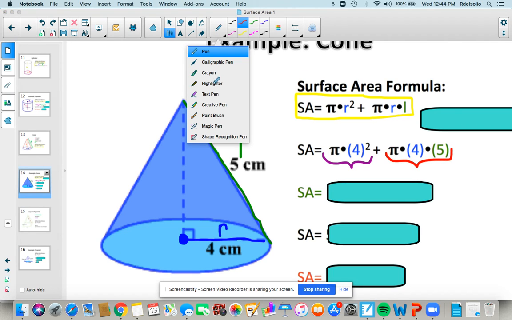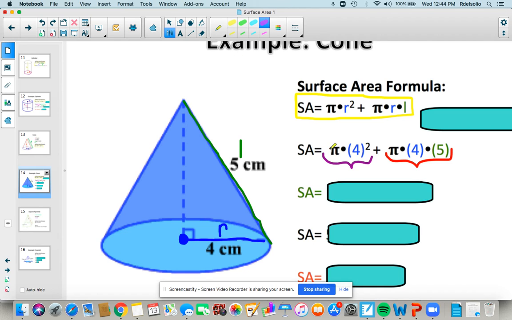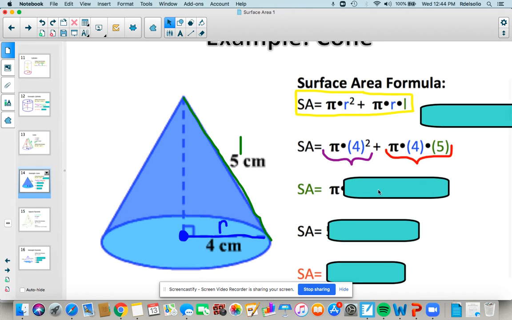As a reminder, if you wanted to, you could take this whole equation and plug it right into your calculator. But you need to remember to include the parentheses if you do it that way. I'm going to show you how to break it down because you do need to know how to do it that way as well. So pi times 4 squared. 4 squared is 16. So we have pi times 16 plus pi times 4 times 5.